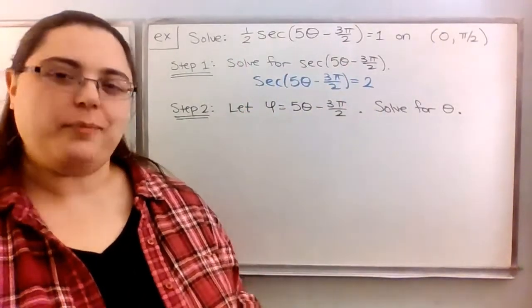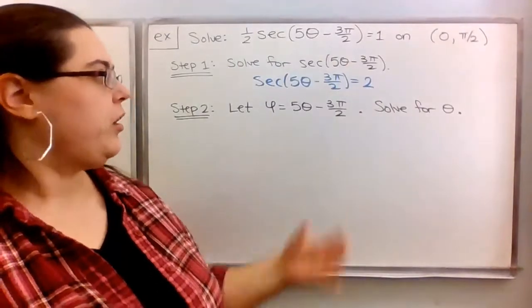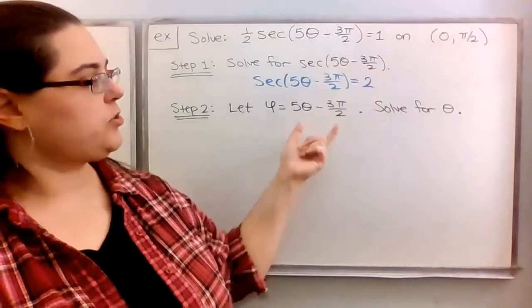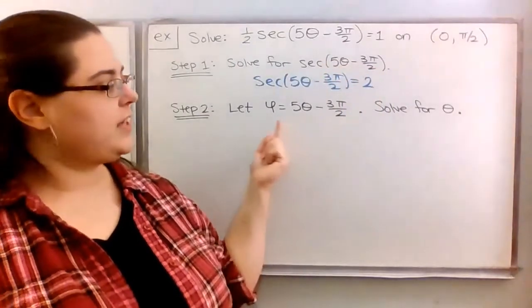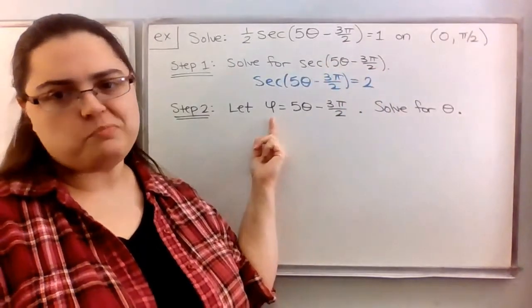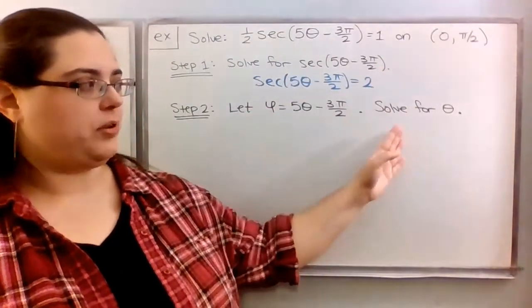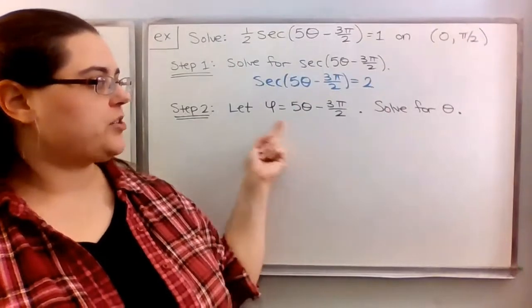So for the second step now, we have a few more stages to do. This is the substitutionary step. So we're taking that mess and we're just calling it one thing. I decided to call it phi. If you want to call it x, that's fine. Call it anything other than theta because theta is already in play. So this is going to be our substitution.